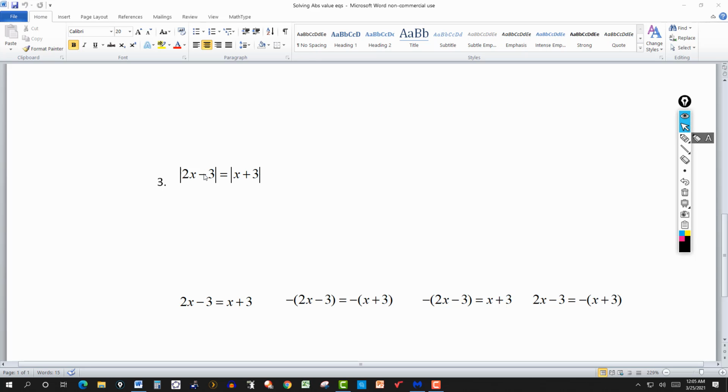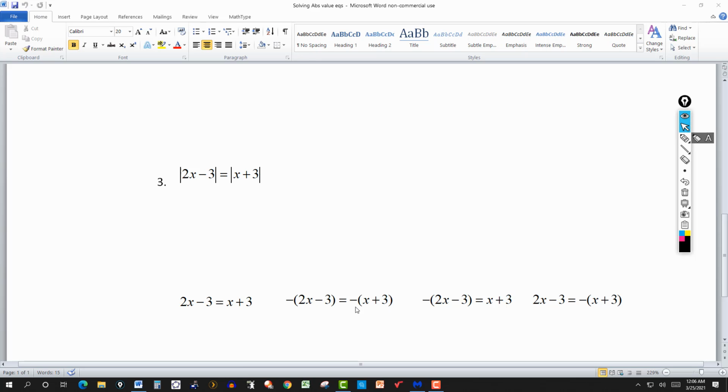So if 2x minus 3 represents a positive number and x plus 3 represents a positive number, then the absolute value is 2x minus 3 on the left, x plus 3 on the right. Now, what happens if they're both negative? Say 2x minus 3 represents a negative number, x plus 3 represents a negative number. Then the absolute value of 2x minus 3 is the opposite here, minus (2x minus 3). And if x plus 3 is negative, then the absolute value of that is minus (x plus 3), or x plus 3 multiplied by a negative.